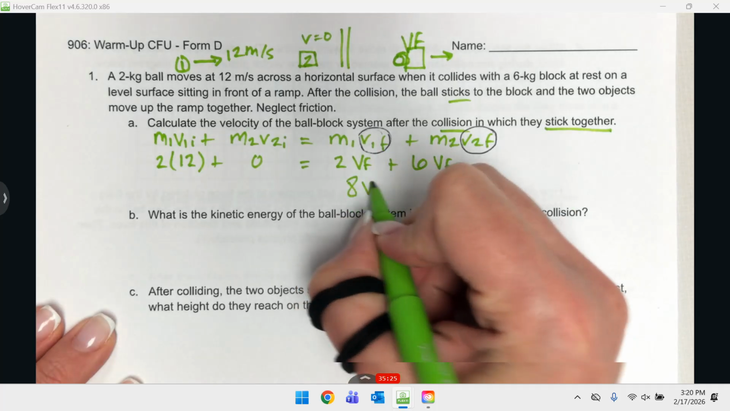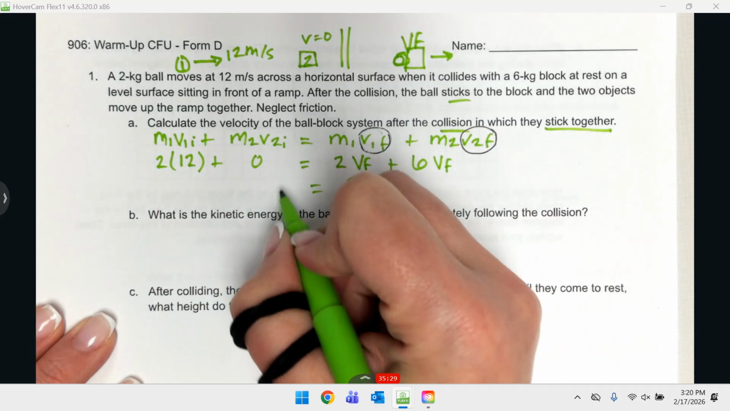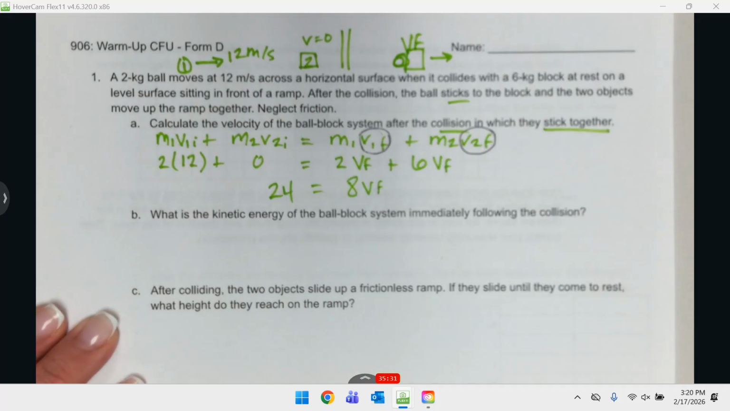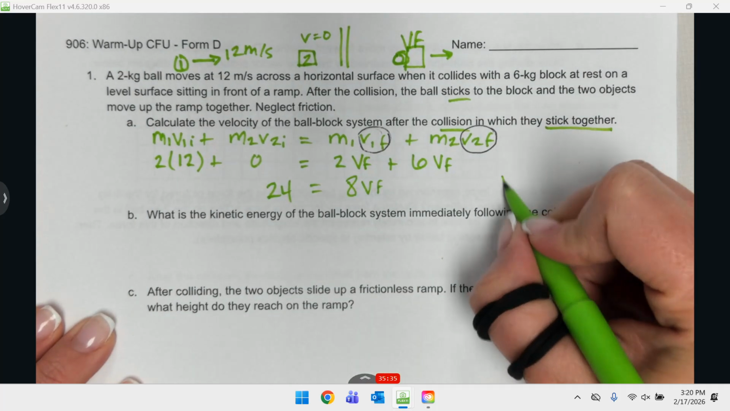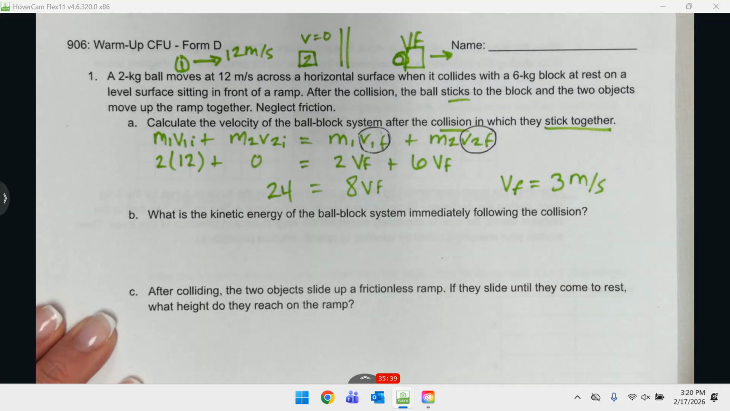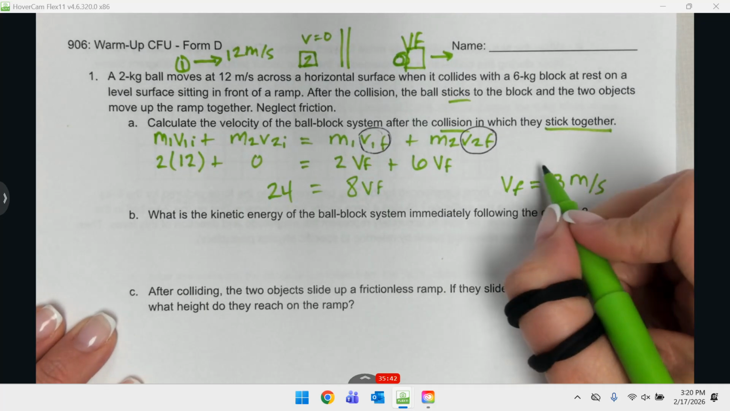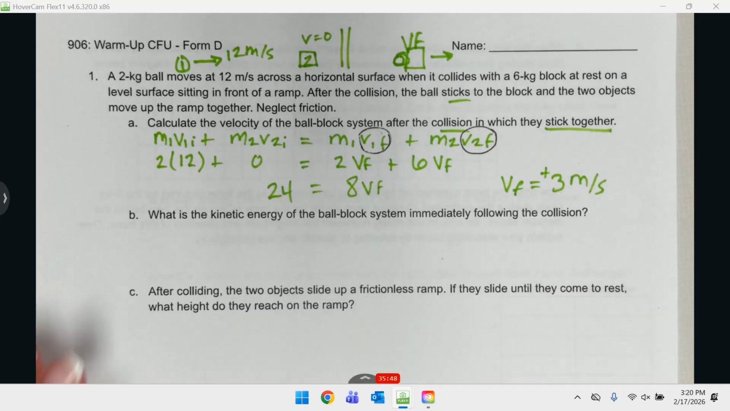That's 8VF equals 2 times 12 is 24, plus 0 is still 24. To find VF, divide both sides by 8. 24 divided by 8 is 3, so VF is 3 meters per second. Okay, specifically positive 3, since it's moving in the same direction that it started. All right, so that's how you do part A.